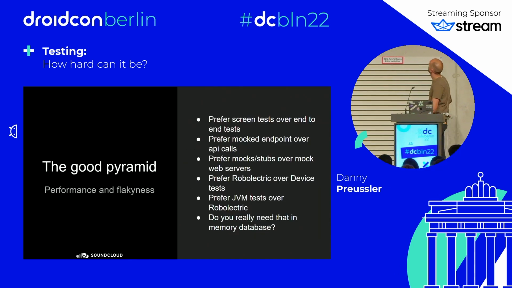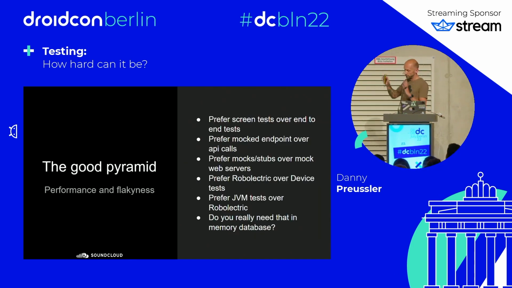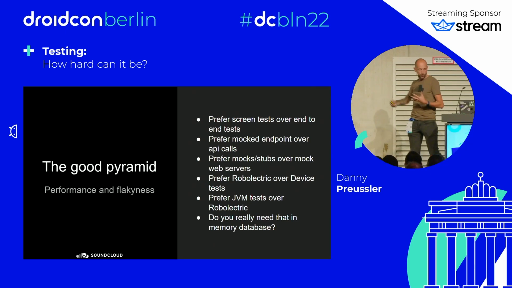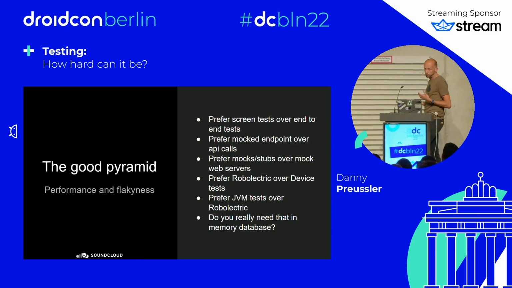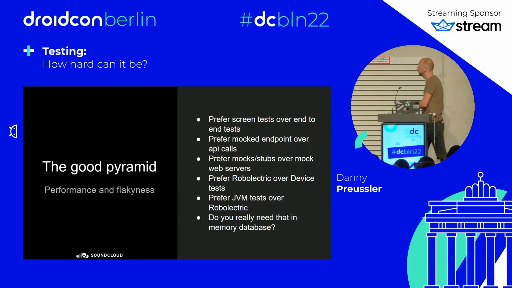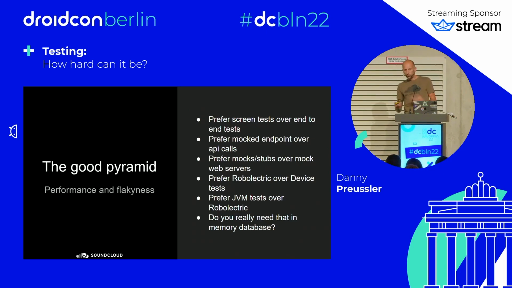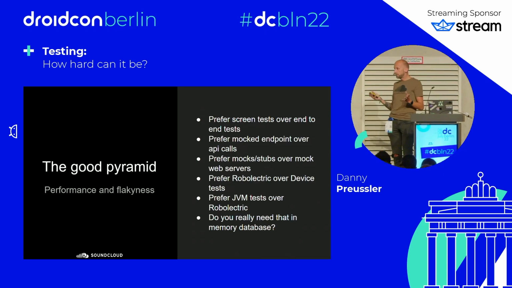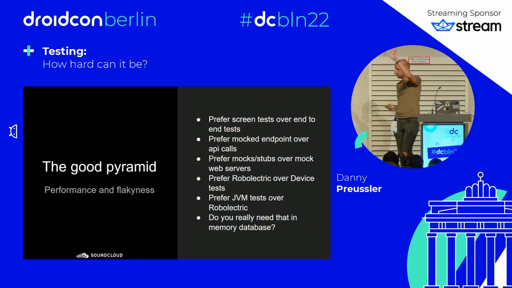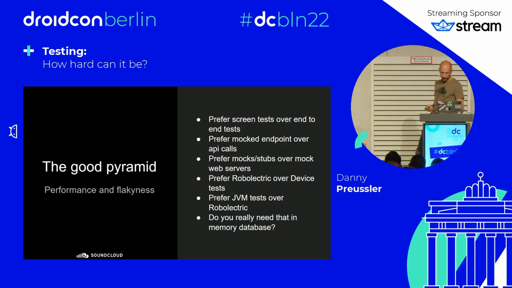So prefer screen tests over end-to-end tests, so a single screen instead of end-to-end. Prefer mocked endpoints to real API calls. You have to get rid of all these components, right? This is about flakiness and speed. Prefer mocks and stubs over local web servers, which is better than API calls. Prefer Robolectric over the device test. Prefer JVM over Robolectric. And do you really need this in-memory database? Maybe for some of the things, more on the top. But for most of the things, you probably won't.